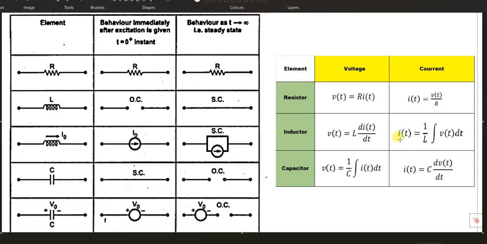In this problem, L is given, no? So the current in an inductor is given by 1 by L integral of V of t dt. Suppose a capacitor is given, it is C into dV by dt. So in this problem, you have to remember this, 1 by L integral of V of t dt.